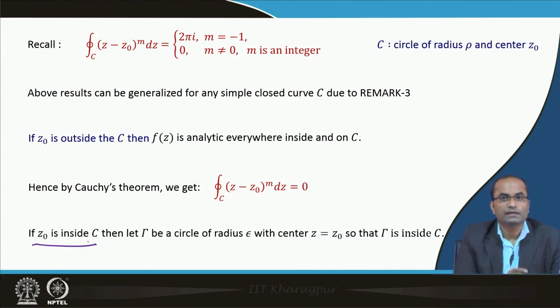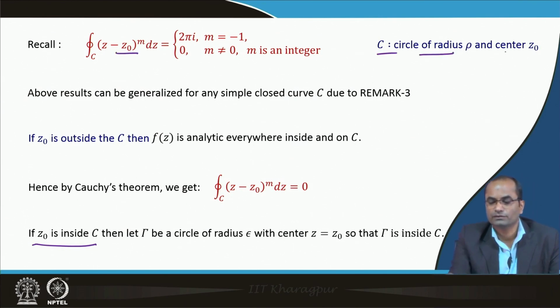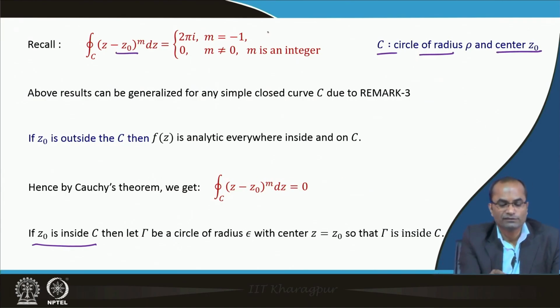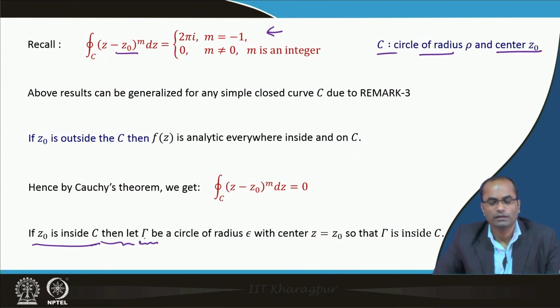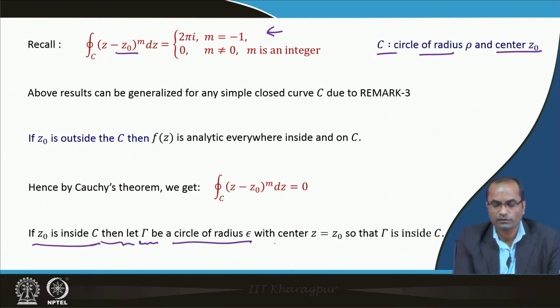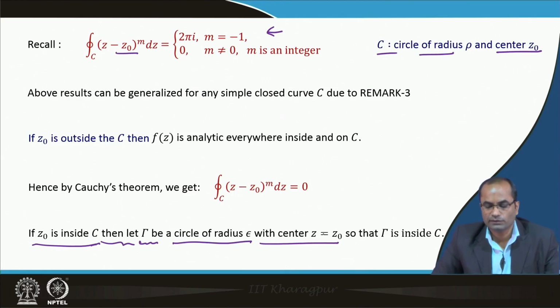Now, if z0 is inside C, that is the problem which we observed last time, when C was the circle of radius rho with center z0. So, z0 is naturally inside C, and as a result, for m equal to minus 1, we got the value 2 pi i. So, if z0 is inside C, then we let gamma be another circle of radius epsilon with center z0, so that the circle lies inside the simple closed curve C.